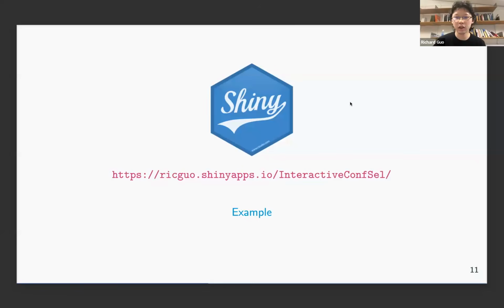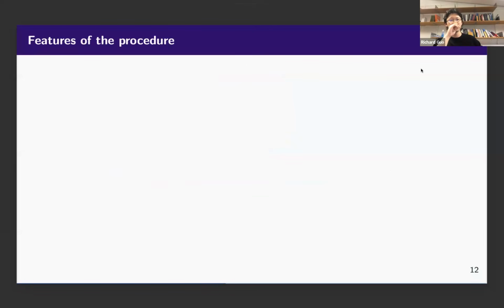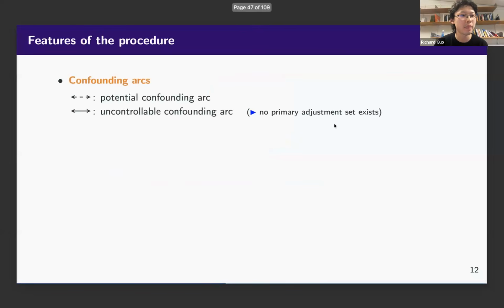Okay, let me get back to my slides. I hope this gives you some idea how this operationalizes. So let me just comment on some features of this procedure and its implementation. Our representation is a graph, and the edges are called confounding arcs. There are two types. The dashed ones are potential or possible confounding arcs, and the solid ones are uncontrollable confounding arcs, meaning there is no primary adjustment set I could use to control it.